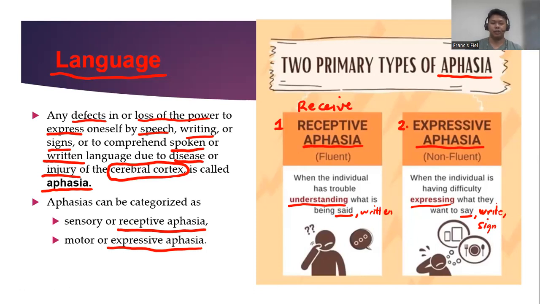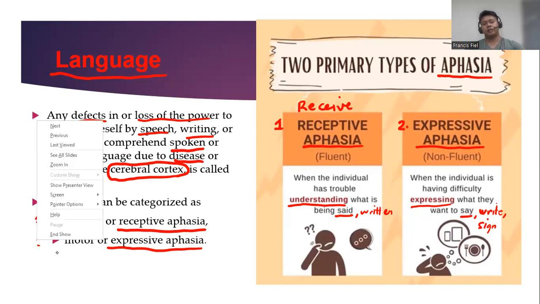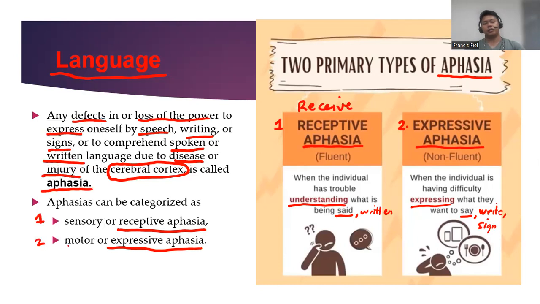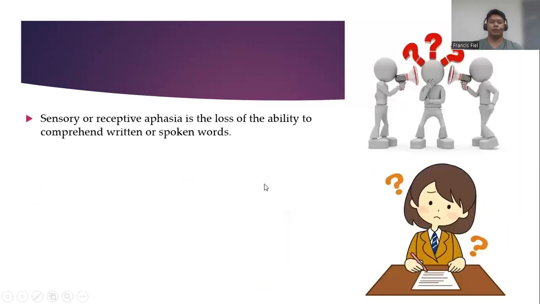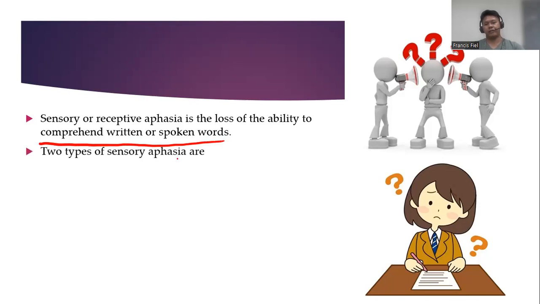You have your sensory or receptive aphasia. So we have here, and then second is your motor or expressive aphasia. All right? Now, we have sensory or receptive aphasia. It is again the loss of the ability to comprehend written or spoken words, no? So, we have two types of sensory aphasia. So, first we have auditory.